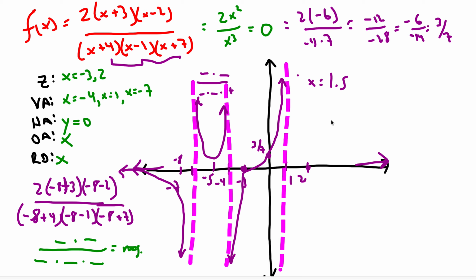So 1.5 plus 3 is going to be positive. 1.5 minus 2 is going to be negative. 1.5 plus 4 is positive. 1.5 minus 1 is still positive. 1.5 plus 7 is positive. So what's my net? Negative, which means it's going to approach from down here, go up, and then come and level off. I agree it's going to cross the horizontal asymptote, but sometimes that happens.